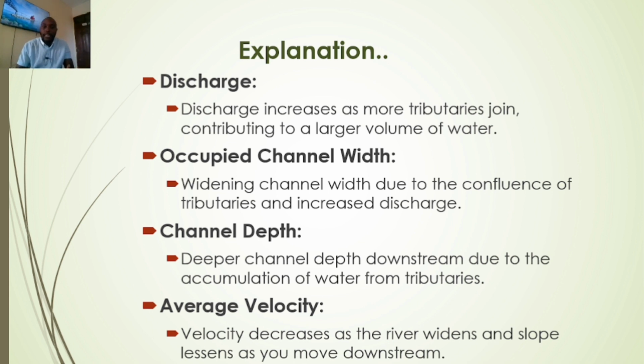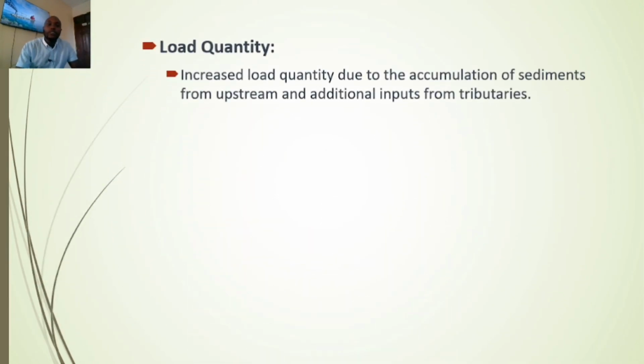Okay, it won't be that high speed. But the upstream is kind of high, and then we can actually have deposition happening as you move downstream. Understood? Then now we talk about the load quantity. So increased load quantity due to accumulation of sediments from upstream and additional input from tributaries. The quantity of load. Okay, there's the difference.